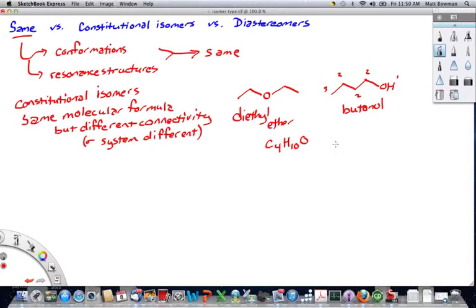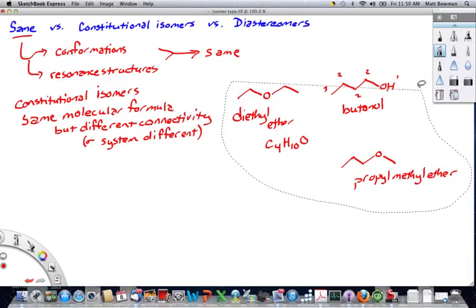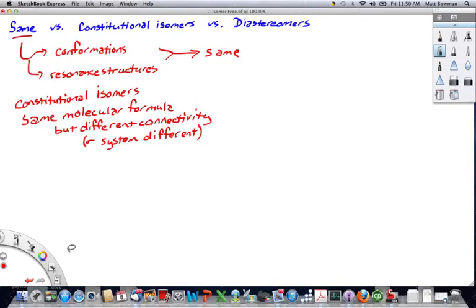Another example of a constitutional isomer of diethyl ether could be propyl methyl ether. Again, same formula, just different bonding. The last type are diastereomers. And these are typically the hardest type to recognize.